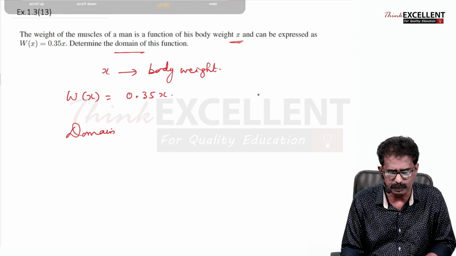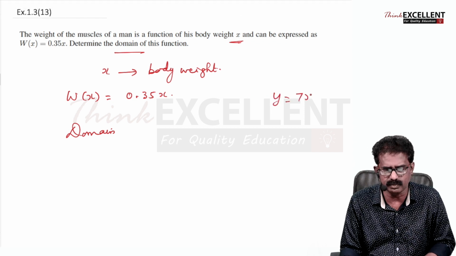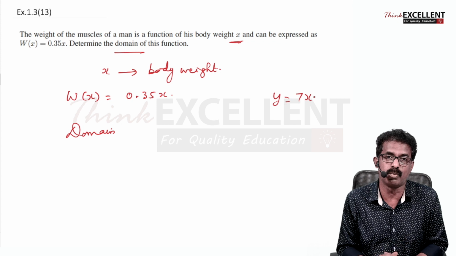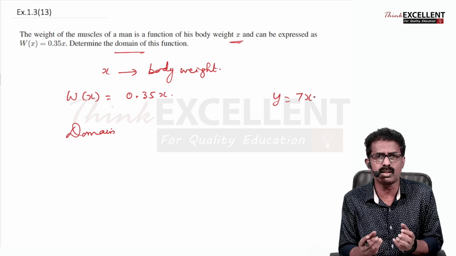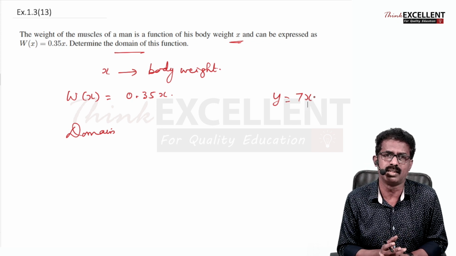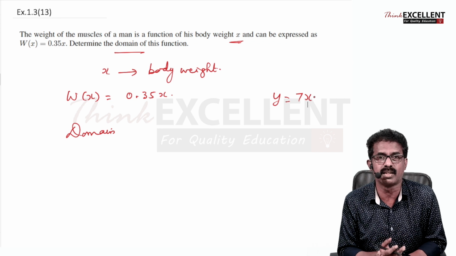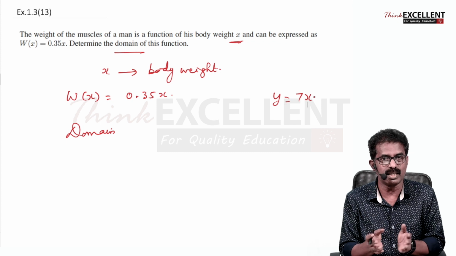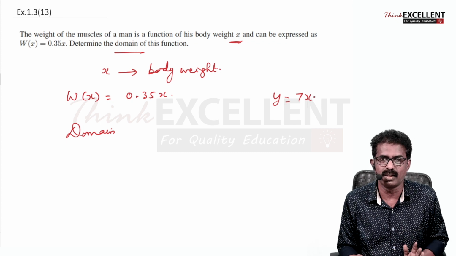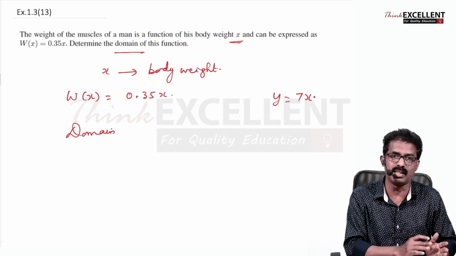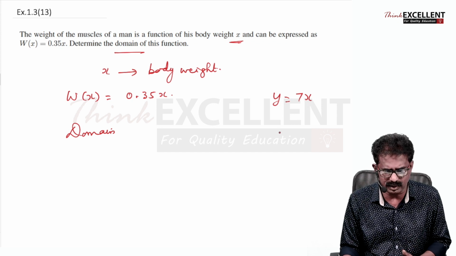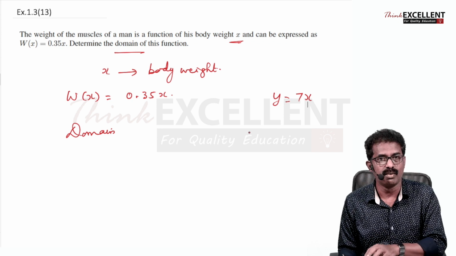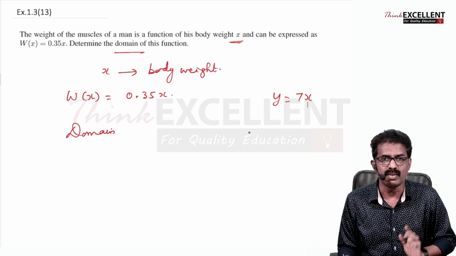That's the question. Suppose a question says y equal to 7x. If they ask what's the domain, what do we see? We see for what x values the function exists. For that we see the denominator. If there is some denominator, it should not be 0. If there is a denominator that is some constant, it means okay. What is the domain? We say R, minus infinity to plus infinity. It's like that only, right? 0.35x, for any value of x, the function exists.